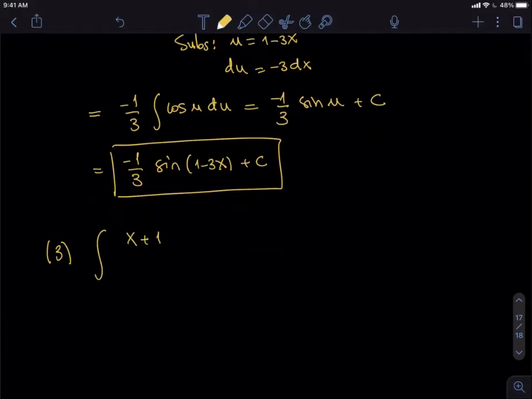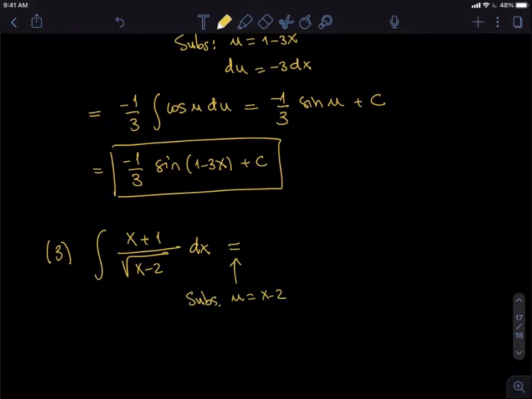The integral of x plus 1 divided by square root of x minus 2 dx. Okay, this one, again, it has a quotient, but what really feels like a problem is that inside the square root we have x minus 2. So it's calling for a substitution: u equals x minus 2.